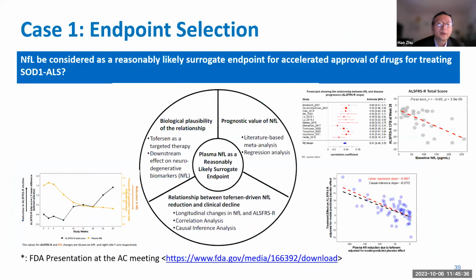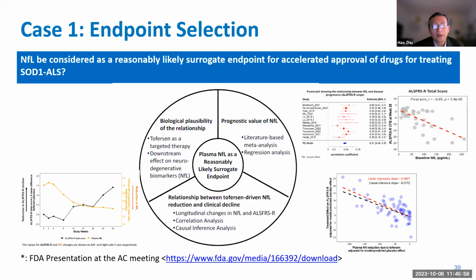Next one, please. Now I'm going to share one example. This is in a rare disease in the neurological disease domain, where we try to justify why neurofilament light chain can be considered a reasonably likely surrogate endpoint for accelerated approval for drugs treating SOD1 ALS, which is a very rare type of ALS.